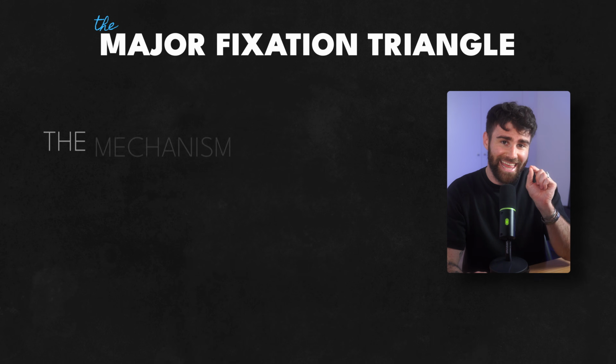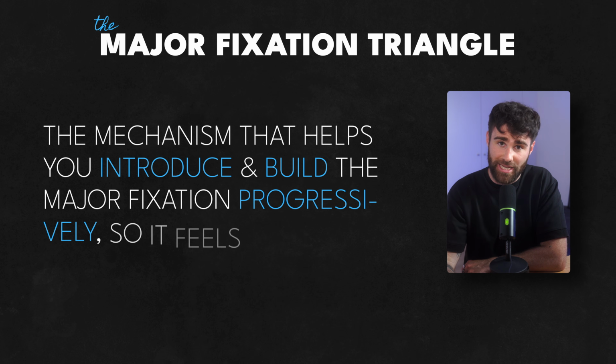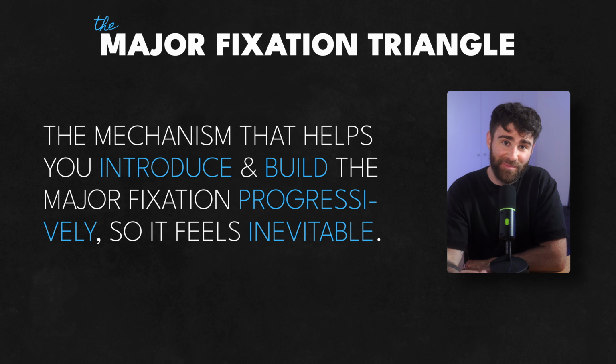Now, the problem is that the major fixation, if not set up properly, can feel sudden to your reader or a little bit random. The major fixation triangle is that mechanism that will help you introduce and build that major fixation in a progressive manner so that it feels inevitable rather than bolted on. So let me show you how to build this major fixation triangle for your own novel, and I'll give you examples along the way to make it as concrete as possible.